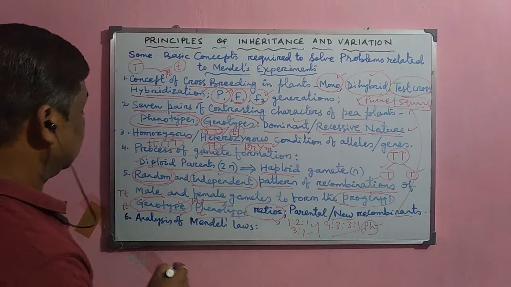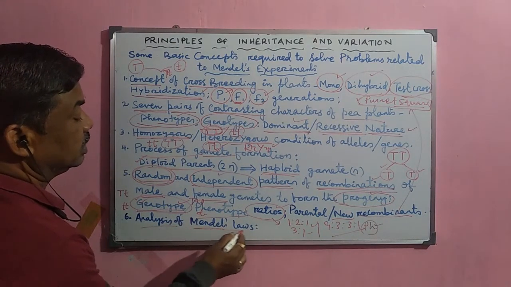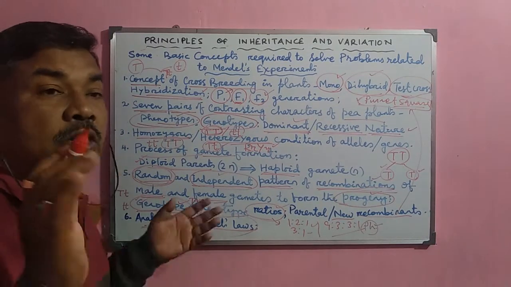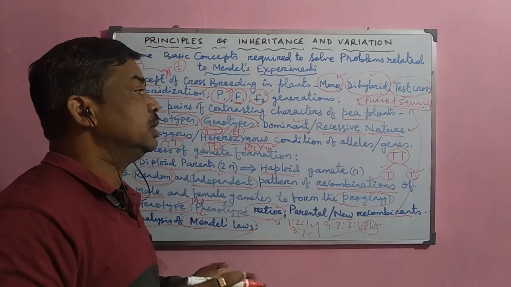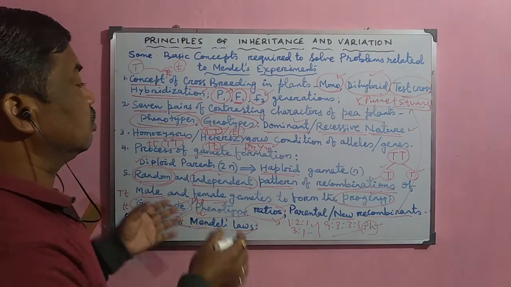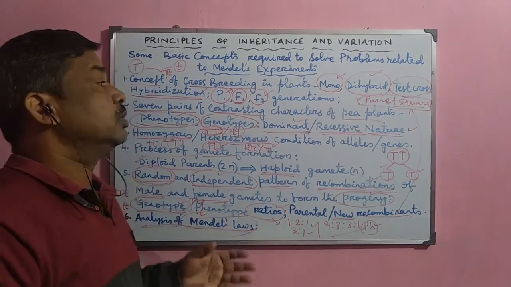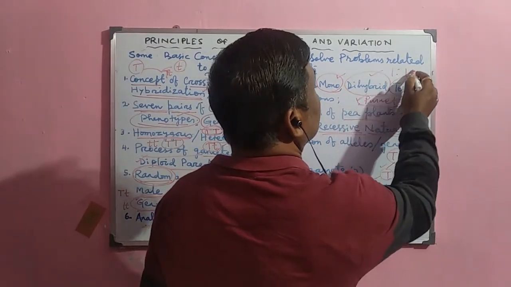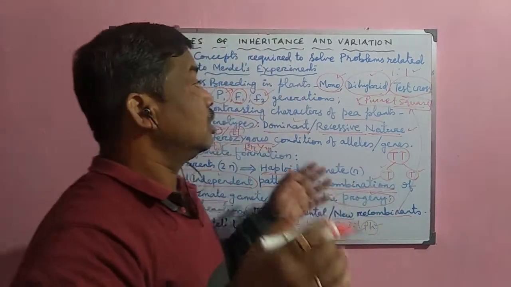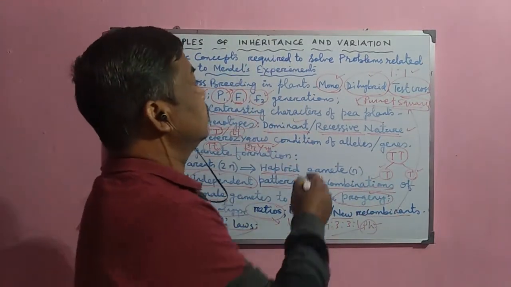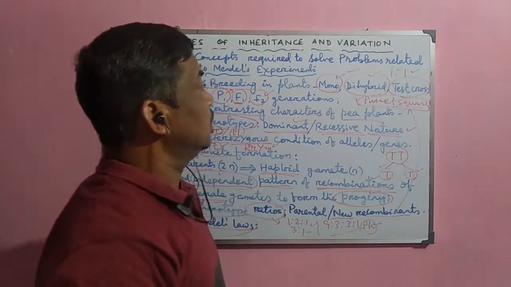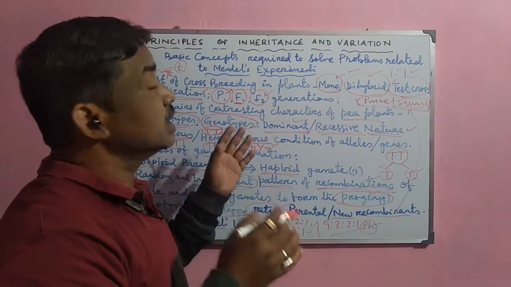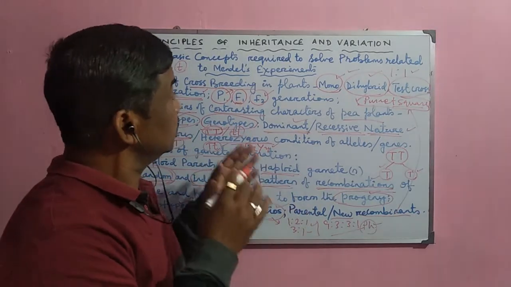Now next one, they must have an idea about Mendel's laws and the analysis of these laws: the law of dominance, the law of segregation, the law of independent assortment, and what the ratios of the monohybrid cross are, what the ratios of the dihybrid cross are, and what the ratio of the test cross is, that is 1:1, and why the test cross is used in the Mendel experiment. These are the basic concepts a student must know so that they can easily solve the problem. Otherwise, they will definitely face problems.